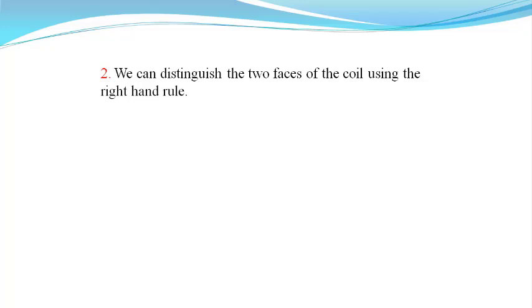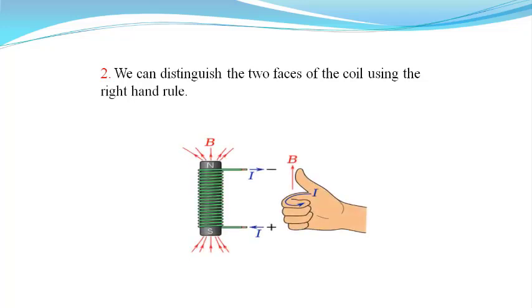Second method, we can distinguish the two faces of the coil using the right-hand rule. We've explained it before, but we will remember it now. Curl your fingers of your right hand in the direction of the current, then your thumb indicates the direction of the magnetic field. In this case, the magnetic field is directed upward since the magnetic field leaves the North Pole. Therefore, this face of the coil acts as a North Pole, and that face of the coil acts as a South Pole since the magnetic field enters it.